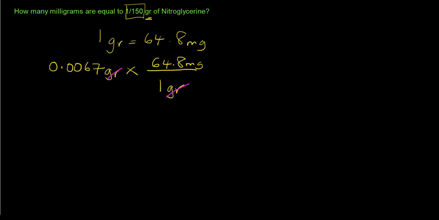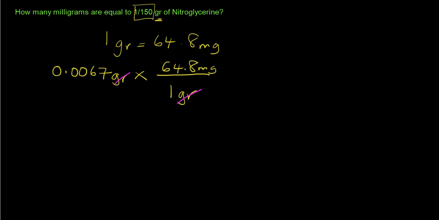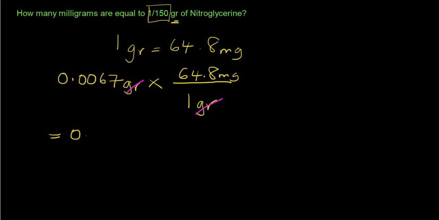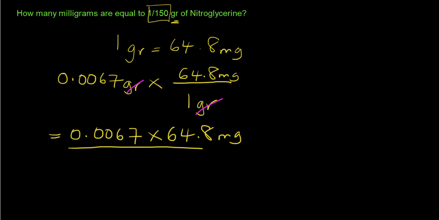And so at this point, we want to multiply everything in the numerator. That's 0.0067 times 64.8 milligrams. We want to divide all of that by 1 because that's the only thing in the denominator. And this will give us 0.432 milligrams. All right, so that would be our answer.